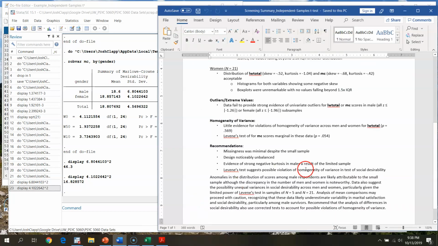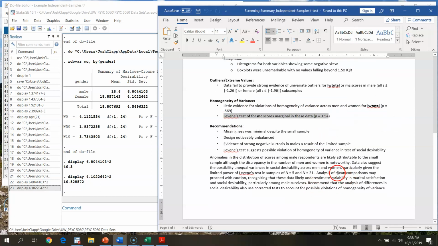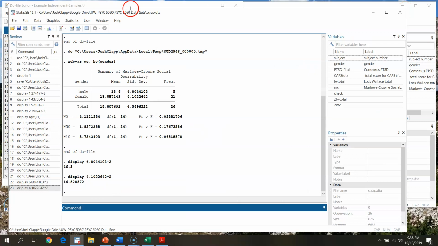Okay. So again, if I were to go through and finish out my screening summary, we'd say little evidence for violations of homogeneity of variance across men and women for our Locke-Wallace total, but our Levene's test is marginal for the Marlowe-Crowne, and we may have evidence for violations of homogeneity of variance here. Hard to say. Okay. All right.